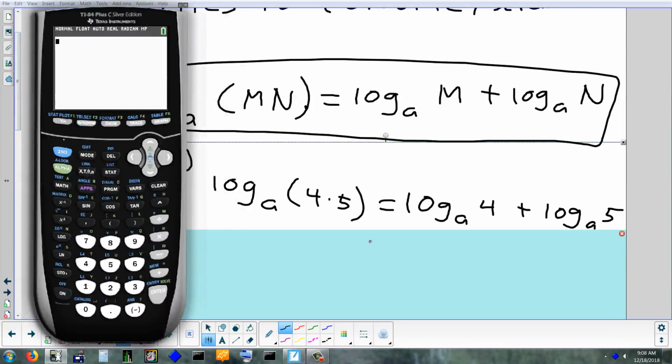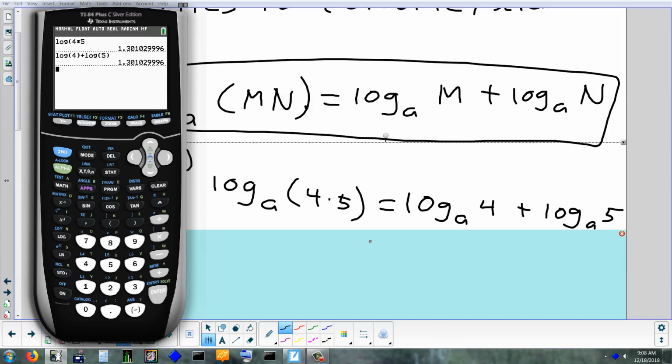So let's pretend a equals 10. So if I do the log of 4 times 5, which is just 20, that gives me that number. Now if I do log 4 plus log 5, I get exactly the same thing.